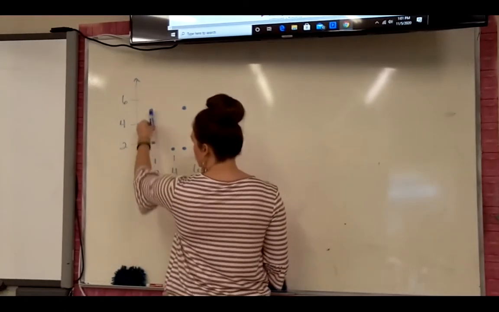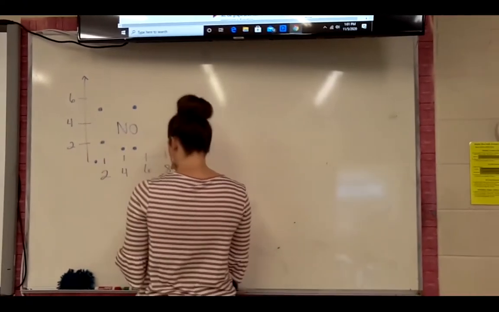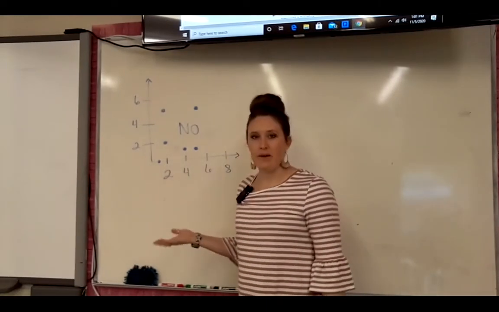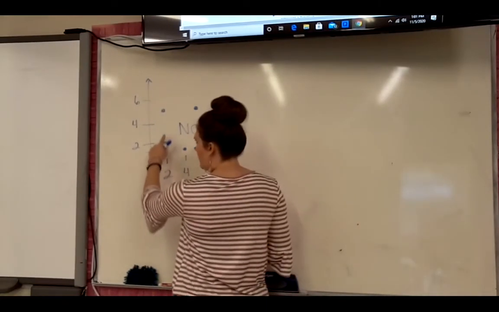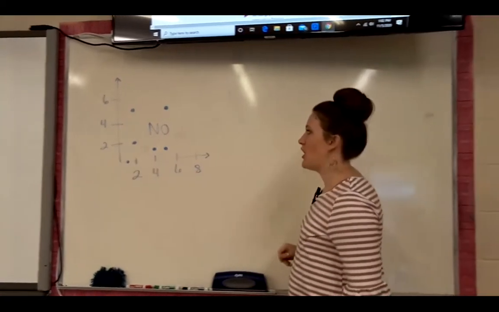But since we had 2 that are in the same line, when we do the vertical line test, it is not a function. Because if you actually look at the graph, what that means is that you would have 2 of the same x. So that is not a function.